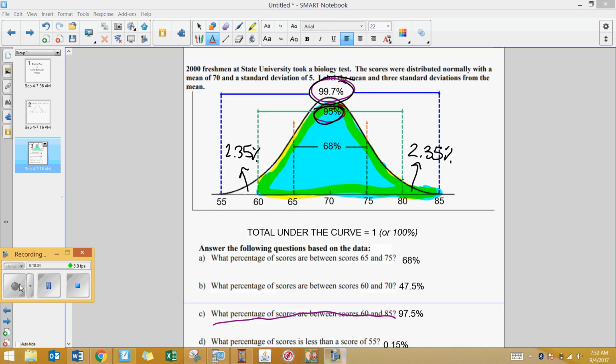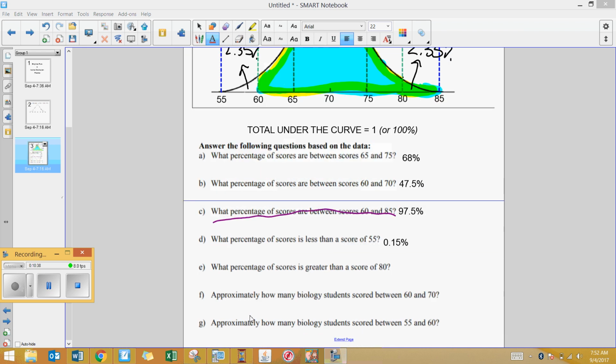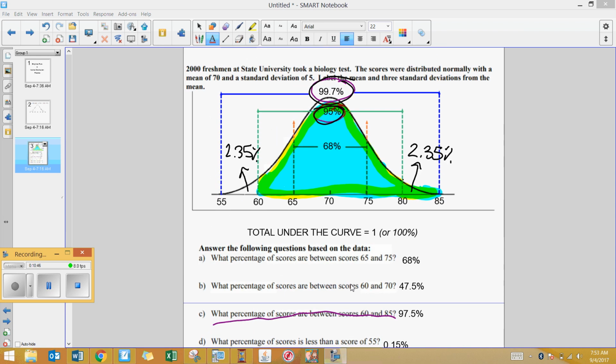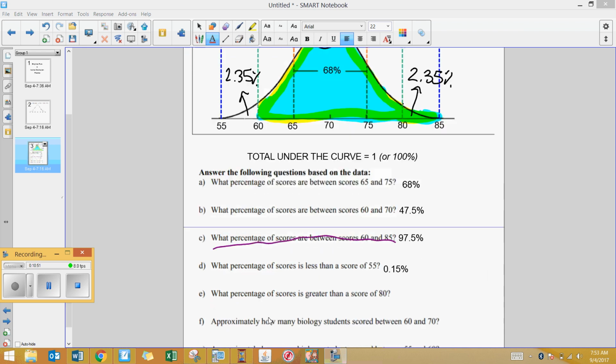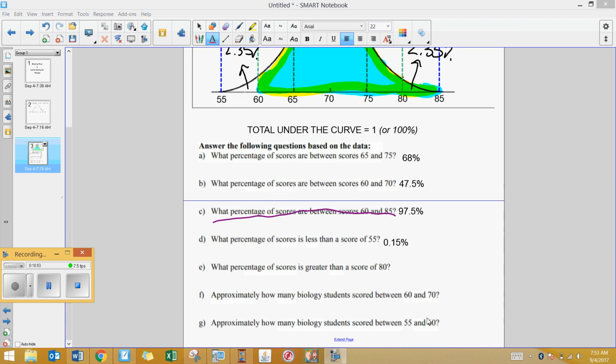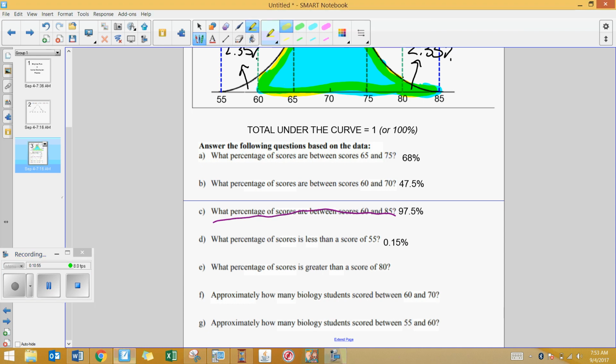Since we've already got our picture set up for it, I'm actually going to jump down to question G. So question G, approximately how many biology students scored between 55 and 60? So that's a little different than what we've been talking about up here. Here we're looking for what percentage of scores. Here we're looking for how many scored between 55 and 60. Okay, so if that's the question we're focusing on, let's clean up our picture.